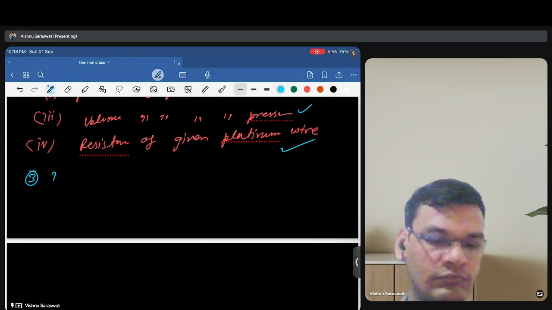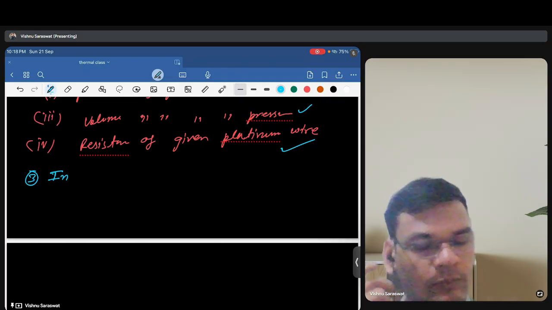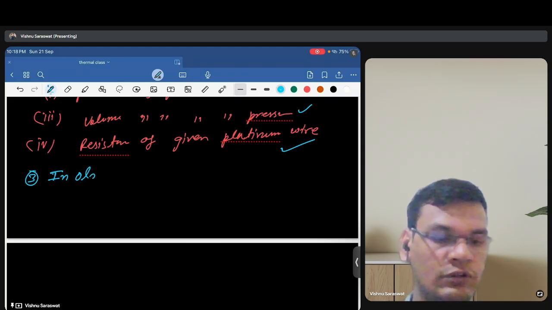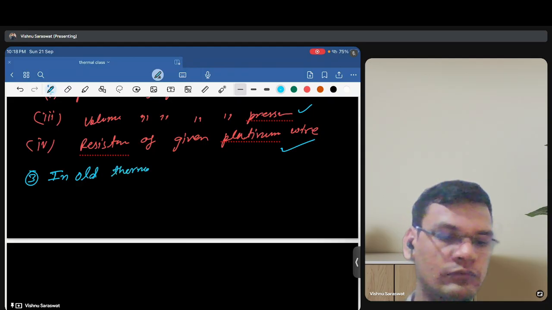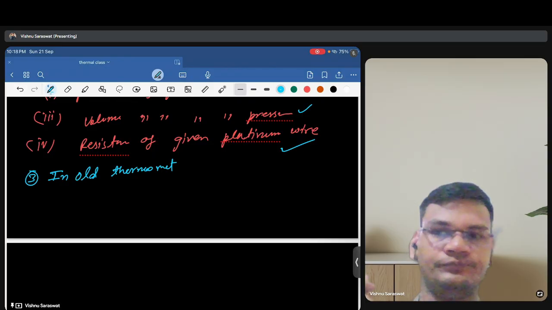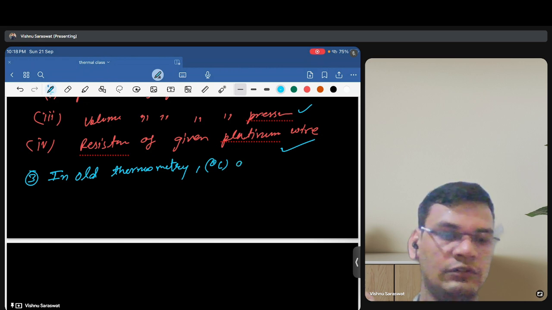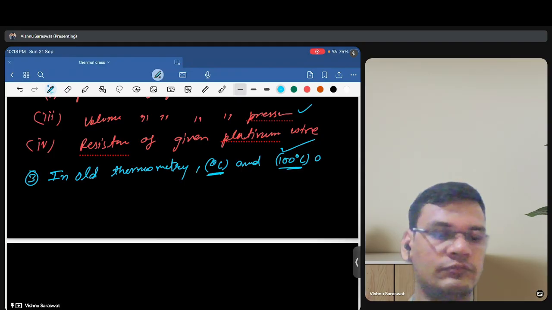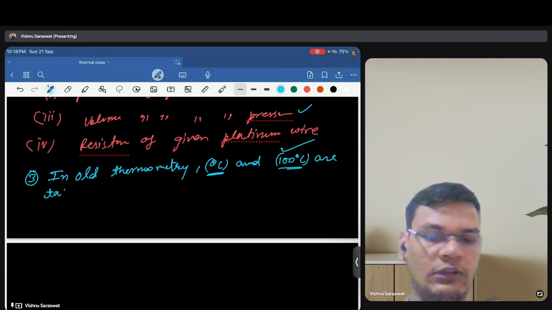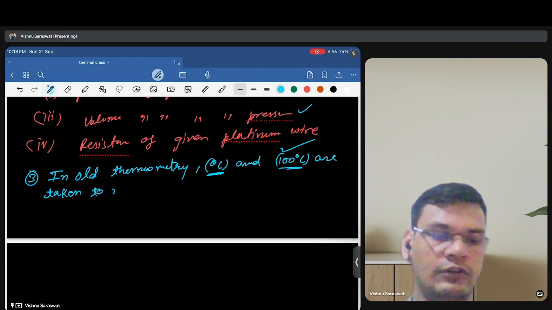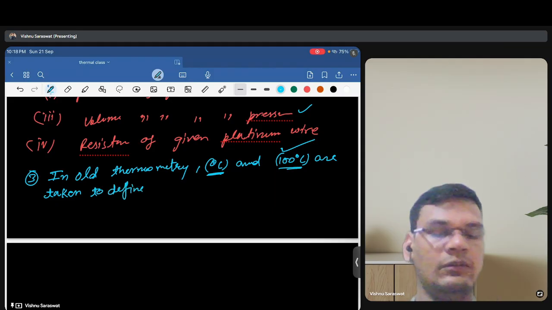Okay, you can rewrite this point because it is also important. In old thermometry, the freezing point is 0 degrees Celsius and the steam point is 100 degrees Celsius. You can write down that the steam point and the freezing point are taken to define the temperature scale.